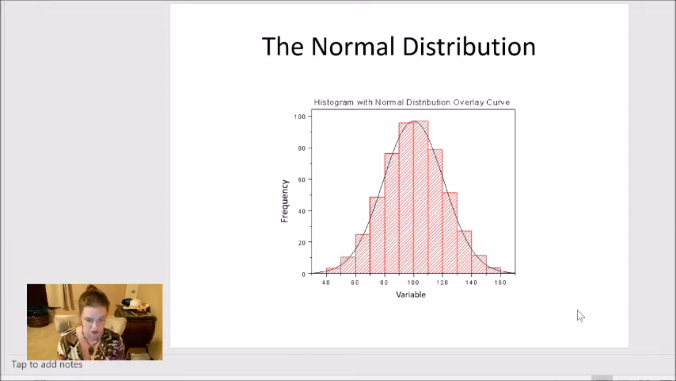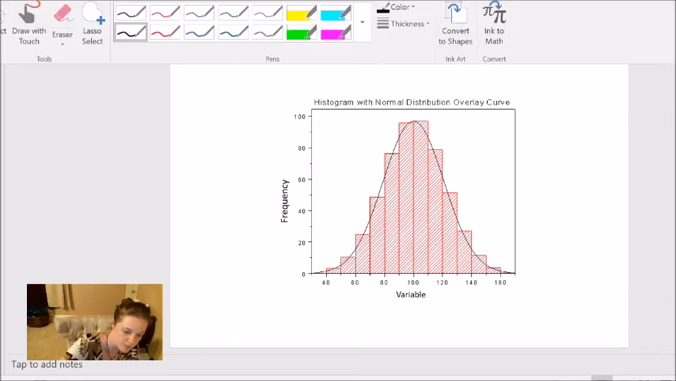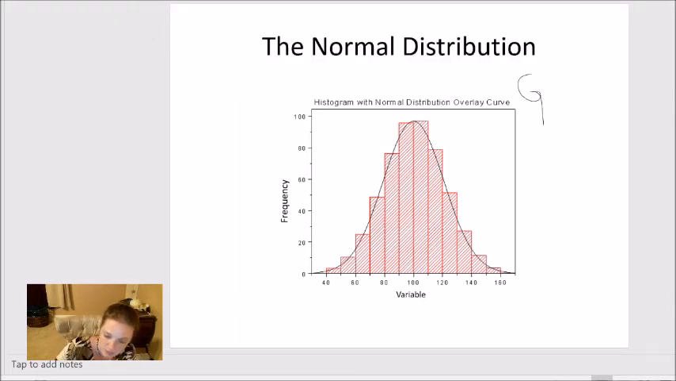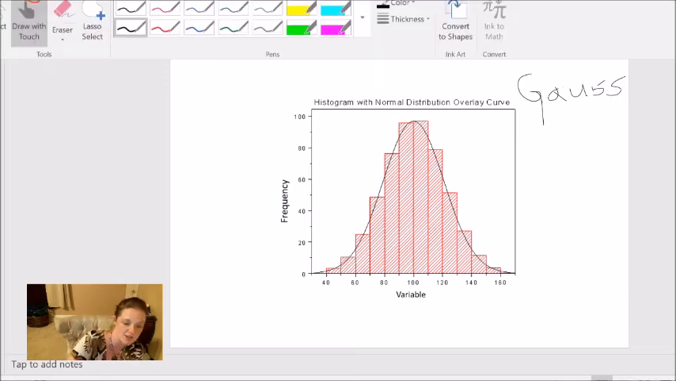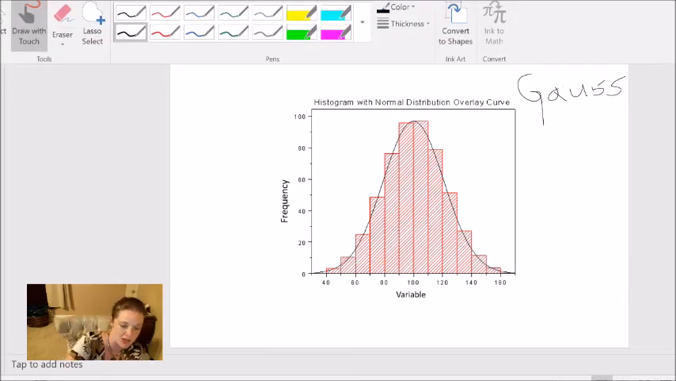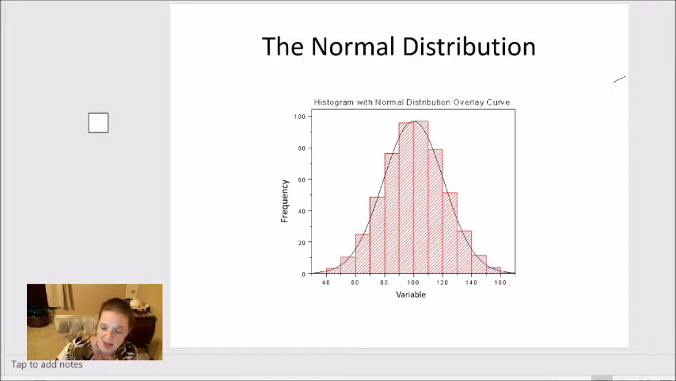This is a normal distribution. Another name for a normal distribution is a bell-shaped curve, because it kind of looks like a bell. Yet another name for a normal distribution is the Gaussian distribution, so named for Frederick Gauss, G-A-U-S-S. He was a mathematician who was able to figure out the mathematical function that defines the normal distribution.